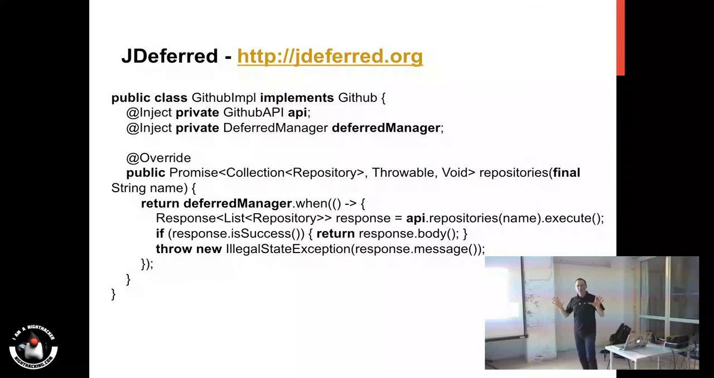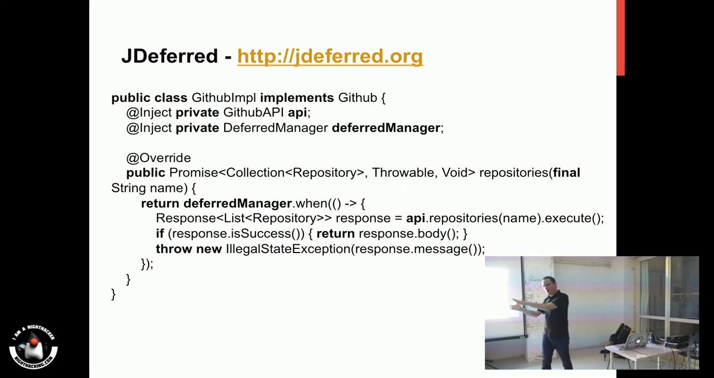So there are two things that we need to do. One, set up the promise or set up the background task, and the second one is consume it. This one is setting up the background task. We have another object called defer manager coming from JDefer, and we can use lambdas, why not? This lambda expression is the background task because that object, that API, is the Retrofit client.